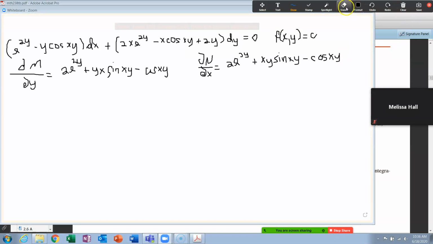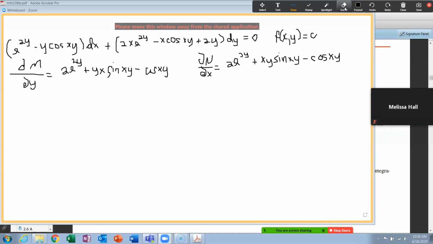Okay. Now, I wish I had my eraser, because I definitely want to erase that, because we don't need it. We don't have room for it, but I can't get rid of it.